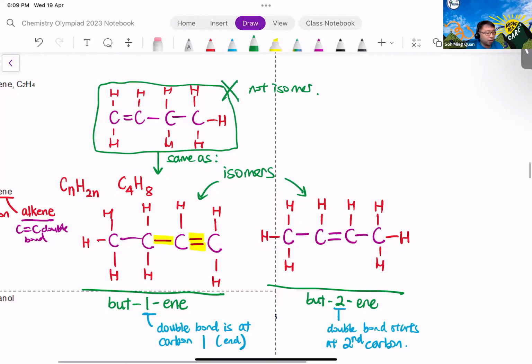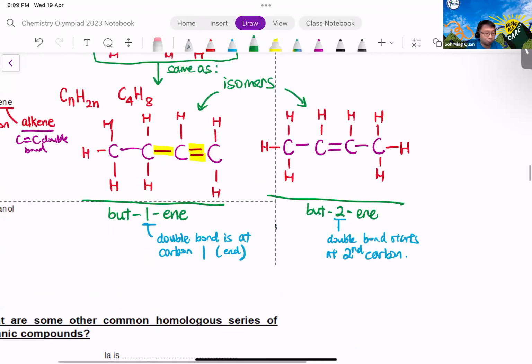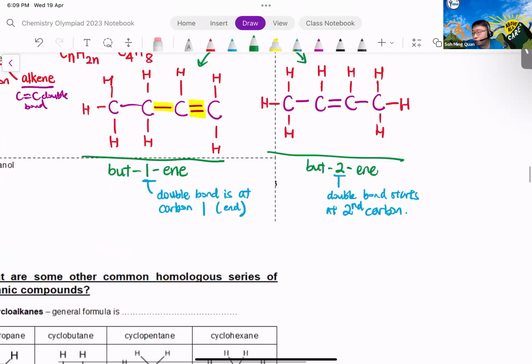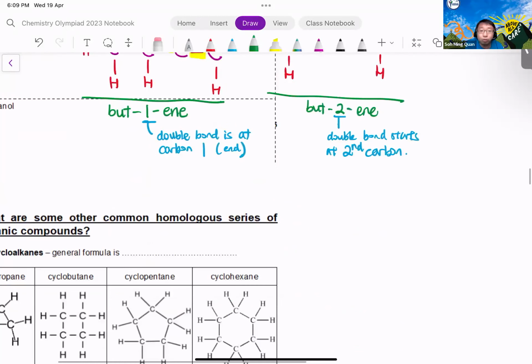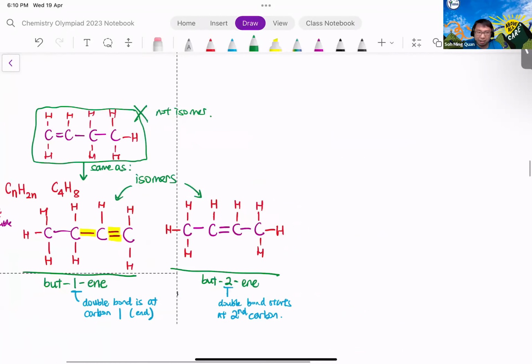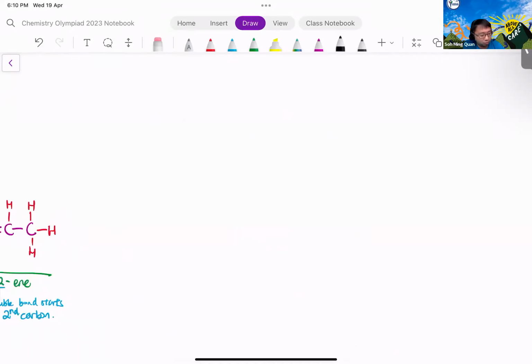Now let's move on to the next. Oh, so sorry. Next page got cut off. Oh dear. Okay, never mind. I believe your next page has ethanol and butanol. Let's skip ethanol. Let's go to butanol.